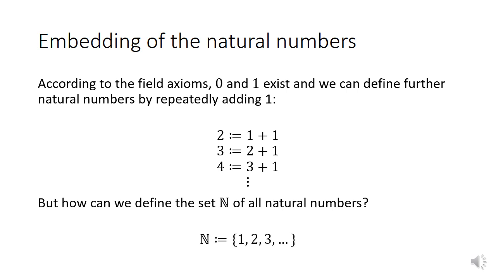Some calculus textbooks don't make a big deal out of it and simply define N as the set with members 1, 2, 3, and so on. But that's not really a definition, because what are the dots supposed to mean? We certainly cannot derive something like that from the axioms. So that attempt is out of the race.